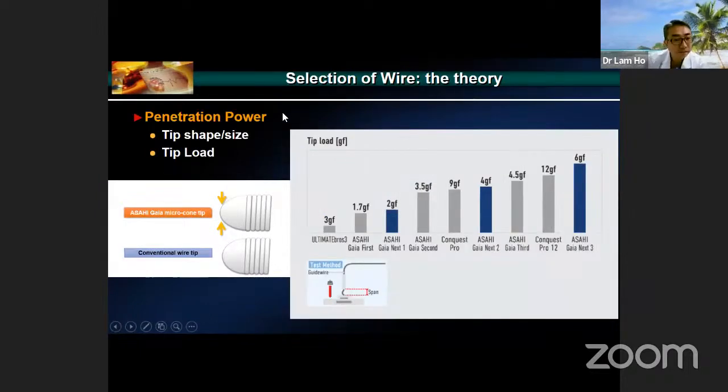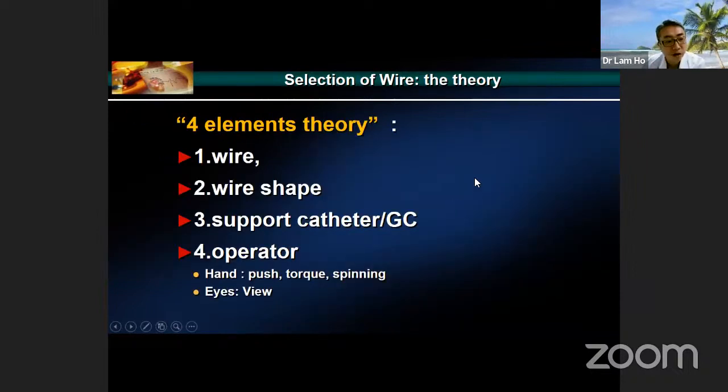And the last important feature of a wire in Antegrade CTO is the penetration power. It's not just tip load; the shape and size of the tip will also affect the final penetration power. For the Gaia family, because of the shape design, although the tip load may be the same, their penetration power will be higher. Of course, the strongest, I still think, is Conquest Pro 12 or the Conquest 20 series, the penetration power is the strongest. However, the Gaia Next series particularly has better torque control, and it is a wire with penetration power plus torque control. So these are the three important performances of the wire.